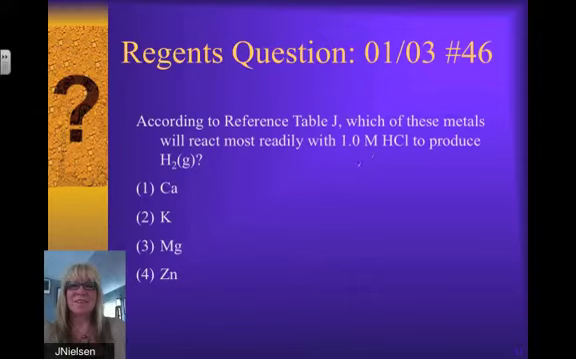So according to reference table J, which one of these metals reacts most readily with HCl to produce H2? Now this question can be a little tricky. And the reason it can be tricky is because maybe more than one of those will react with the acid. The key there is most readily. So you want the one that is most reactive. Therefore, you're going to want the one that is highest on table J.